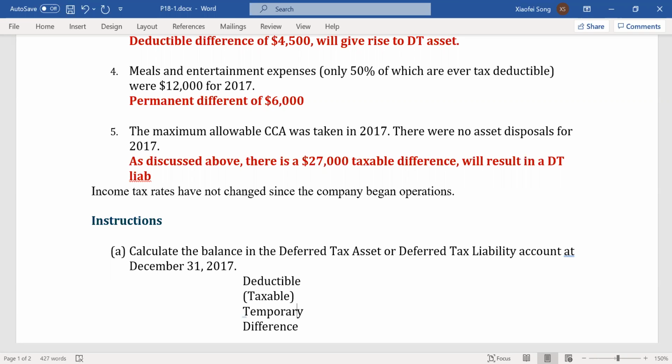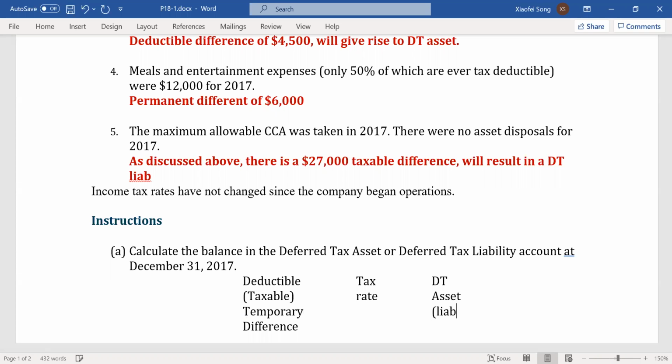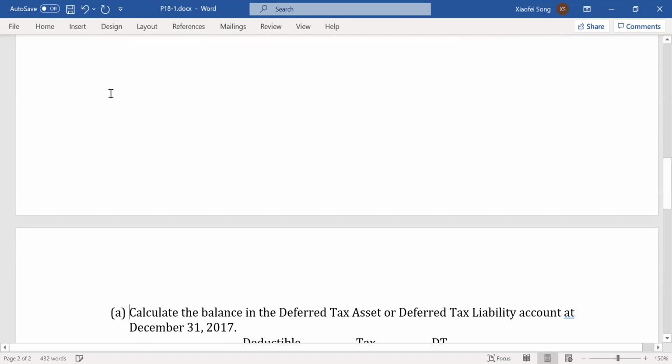Okay, so that's our first column. And then we go to tax rate. In this case, everything has the same tax rate, so we don't even have to bother with different tax rates. And then the next one will be deferred tax, consistent with the notation. If it's an asset, we'll show a positive number. If it's a liability, we will show a negative number. Let's do this on the next page so it doesn't break up.